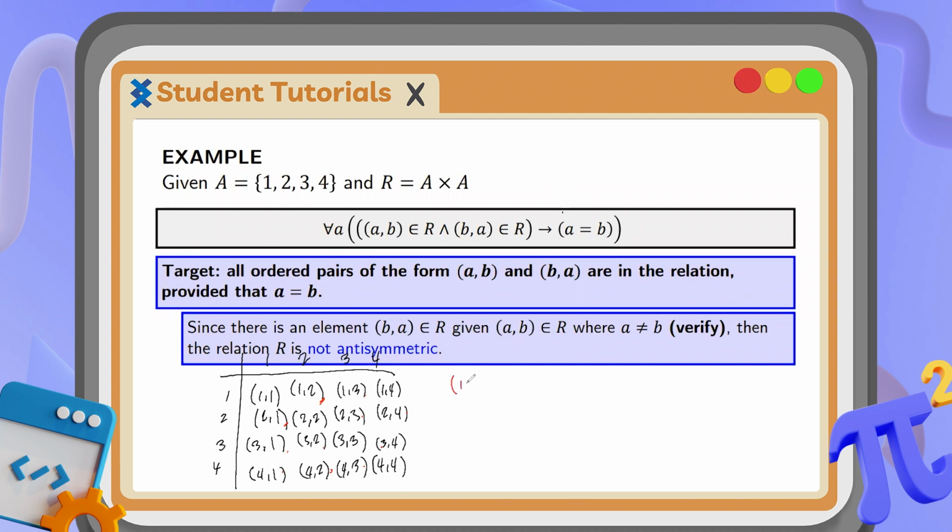So we have 1, 2 in the relation. We also have 2, 1 in the relation. And we are supposed to say that 1 is equal to 2. But they're not. So, since this is false, therefore, R is not antisymmetric.